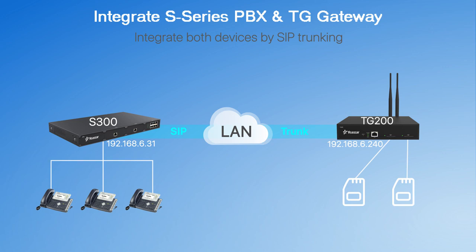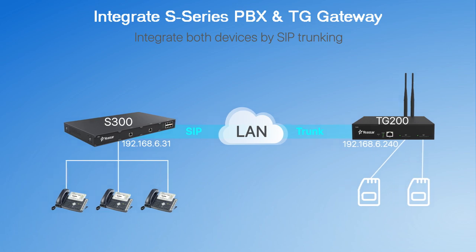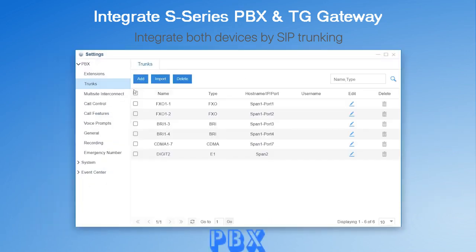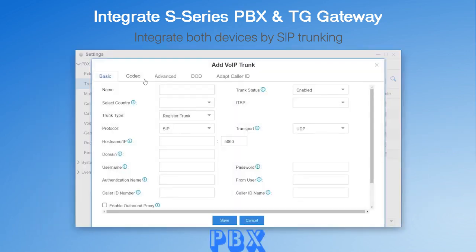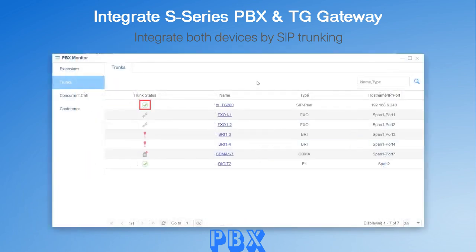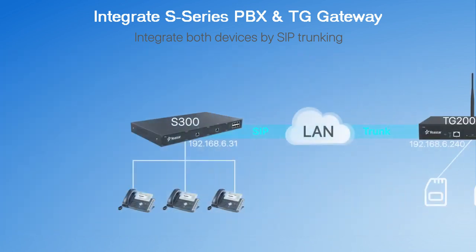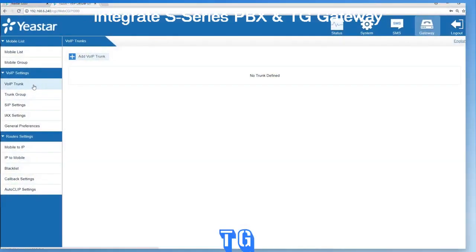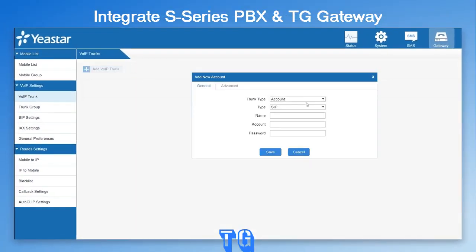But if two devices are deployed respectively in two distant offices, remember to enter their static public IP or domain names instead. On the PBX side, add a peer trunk to access the TG gateway. Check the registration status and confirm the connection. Then we turn to the TG gateway side. Go click on Gateway, create a trunk.